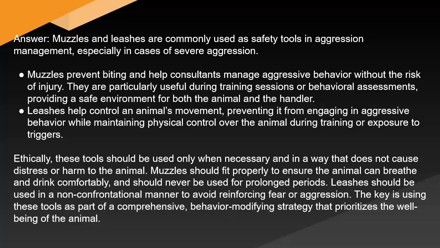Leashes help control an animal's movement, preventing it from engaging in aggressive behavior while maintaining physical control over the animal during training or exposure to triggers. Ethically, these tools should be used only when necessary and in a way that does not cause distress or harm to the animal. Muzzles should fit properly to ensure the animal can breathe and drink comfortably and should never be used for prolonged periods. Leashes should be used in a non-confrontational manner to avoid reinforcing fear or aggression. The key is using these tools as part of a comprehensive, behavior-modifying strategy that prioritizes the well-being of the animal.